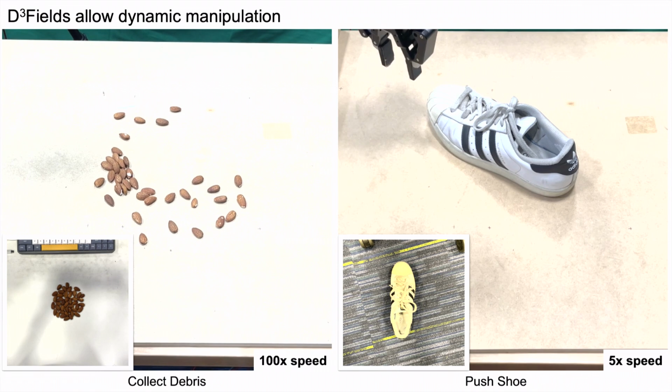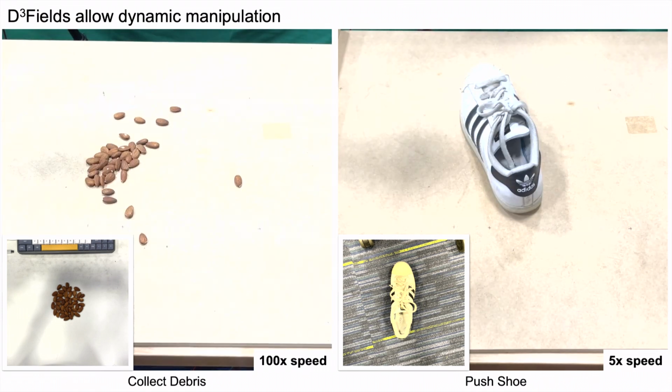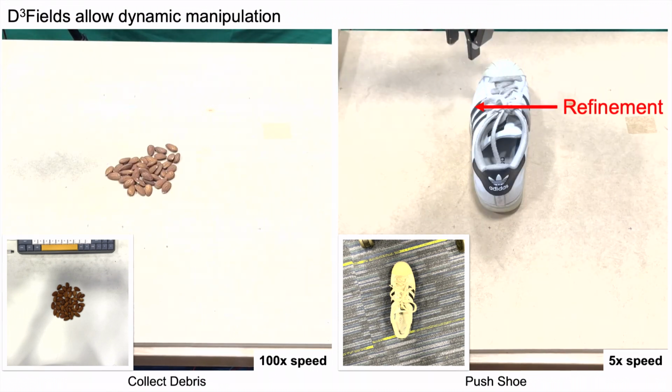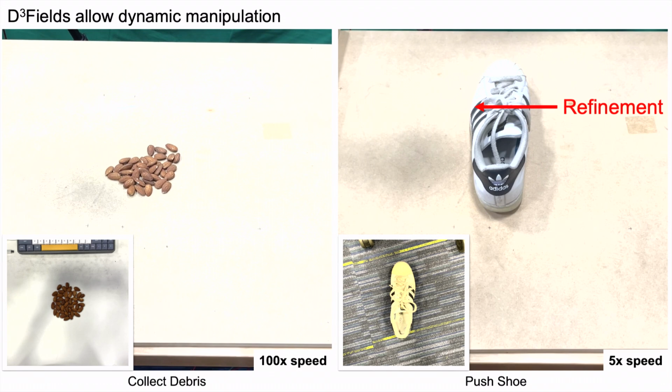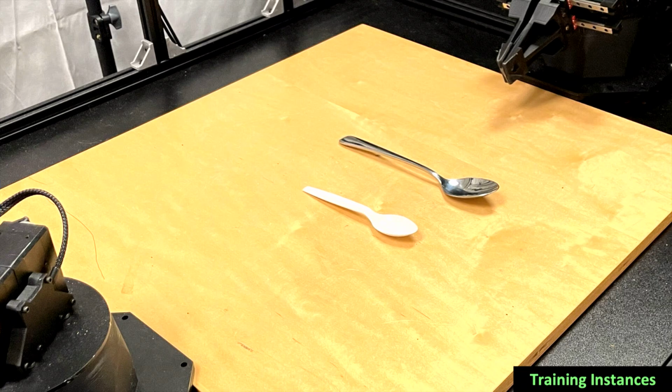If you use our representation together with a NeRF dynamics model, you can also do model-based planning, such as gathering granular pieces or pushing shoes to align with the target configurations.